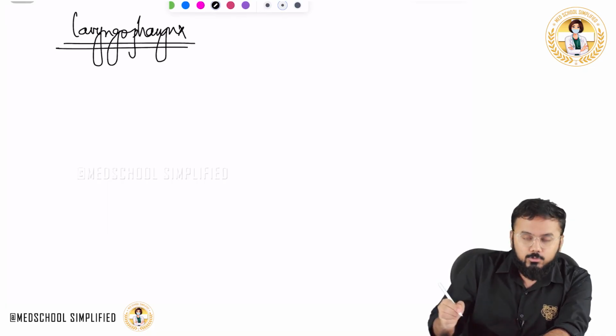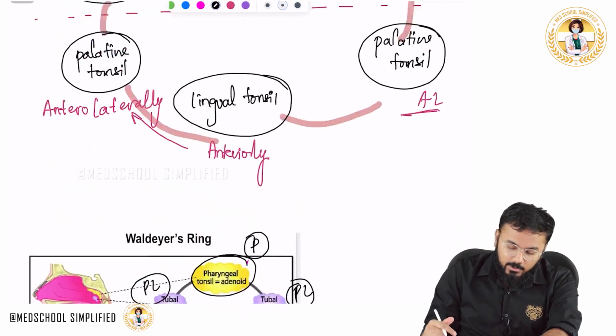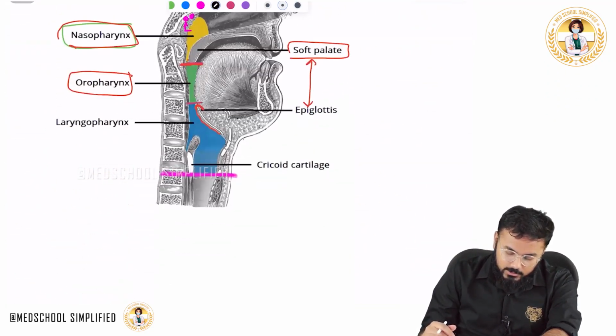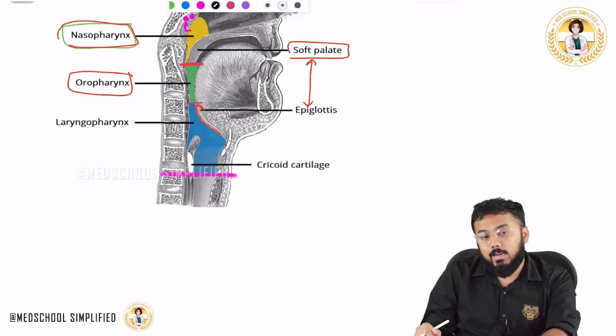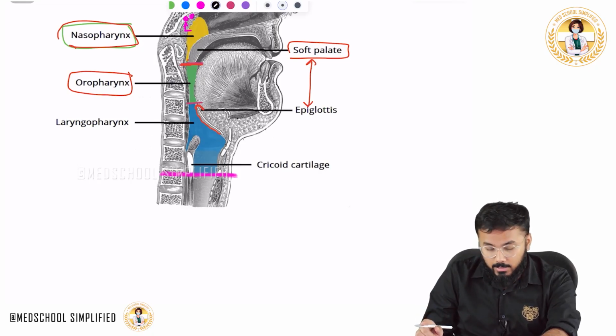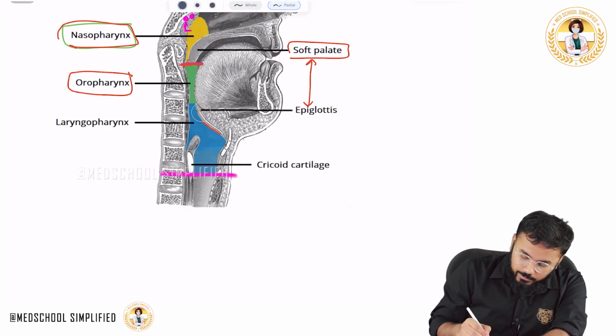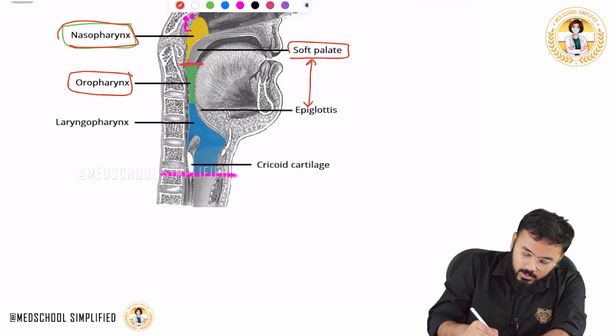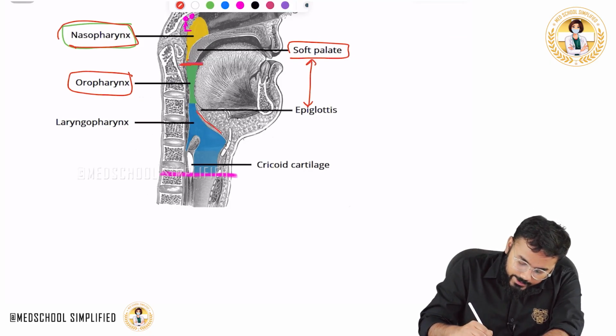Laryngopharynx. Now, when it comes to the laryngopharynx, tell me from where till where the laryngopharynx is located. Look at this. Laryngopharynx is present from the superior border of epiglottis. Where is the superior border of epiglottis? Where is epiglottis first of all? See here. This thin plate-like cartilage is called epiglottis.